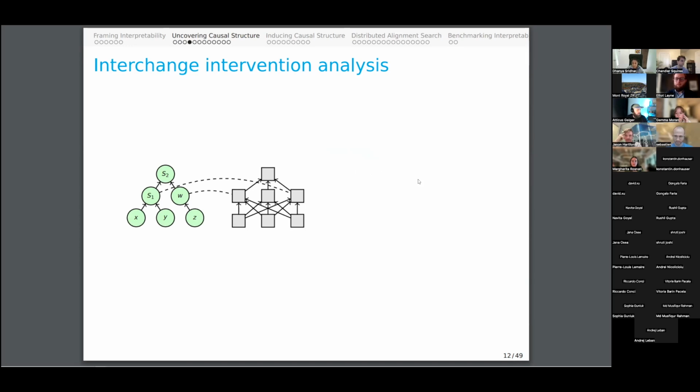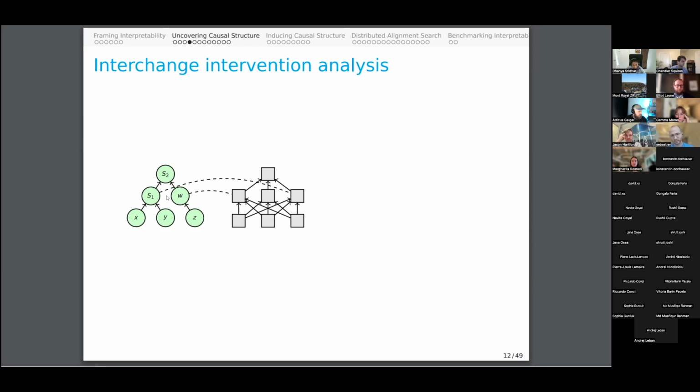On the left side, we have just a high-level hypothesis. The task is just adding together three numbers, x, y, z. The output is just the sum of those three numbers. On the right side, we have this black box neural network. It's been trained on the data set, and it solves it perfectly. On the left side, we have an intuitive hypothesis, which is that we think it adds together x plus y first. So it creates this variable S1, the sum of x plus y. And we think the network is doing this.